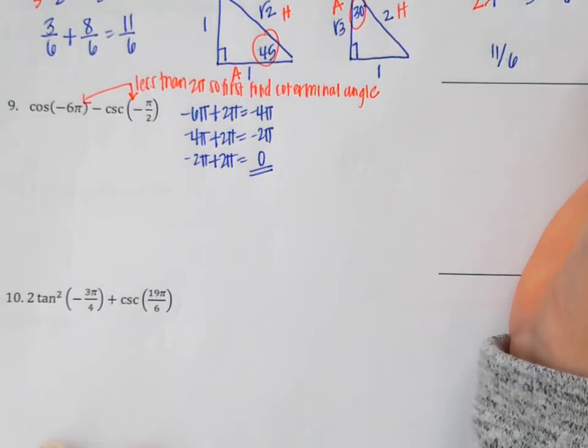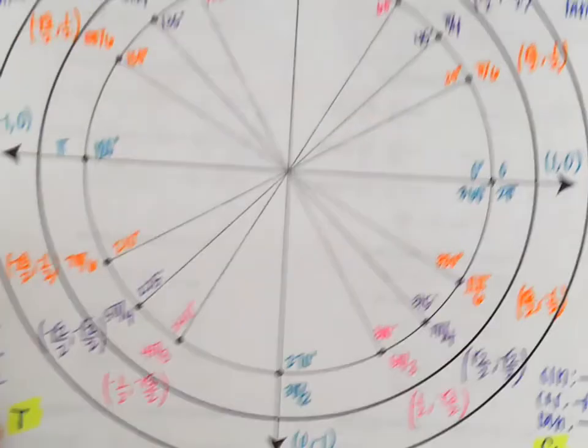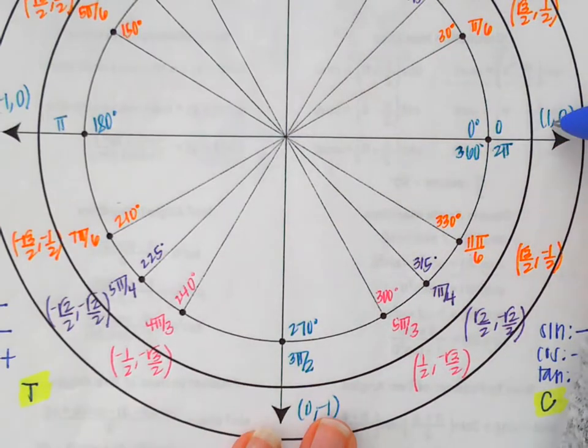So using our unit circle, which we would have to use, 0 is here, and it's asking us for cosine. So the cosine is 1.